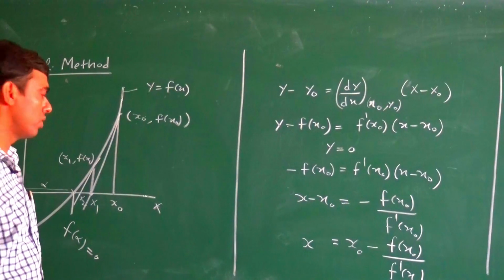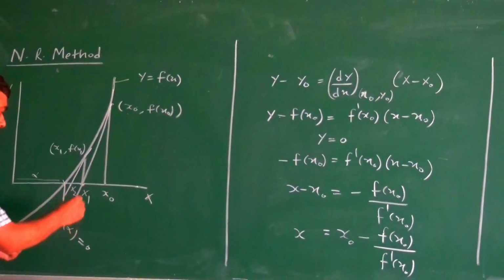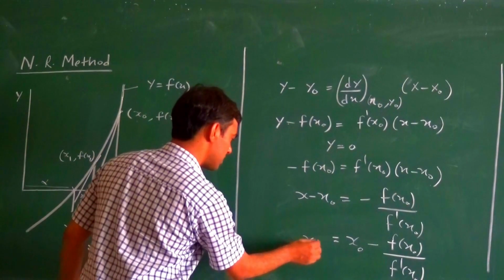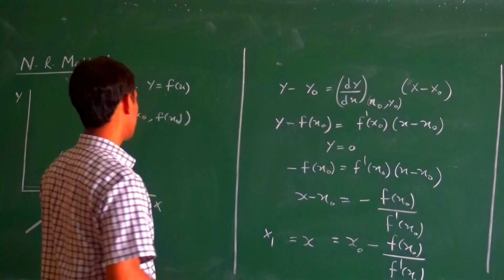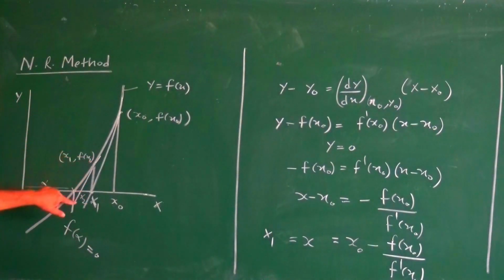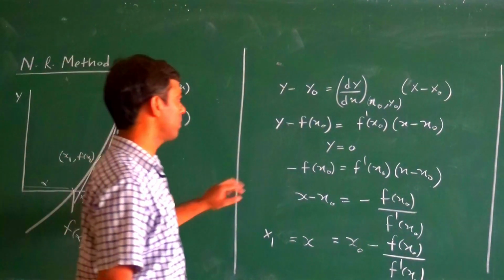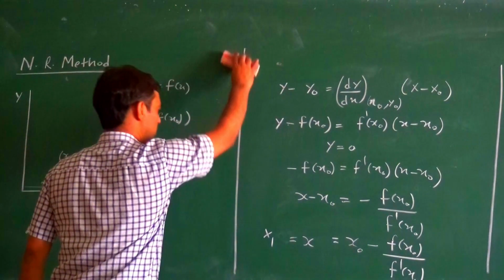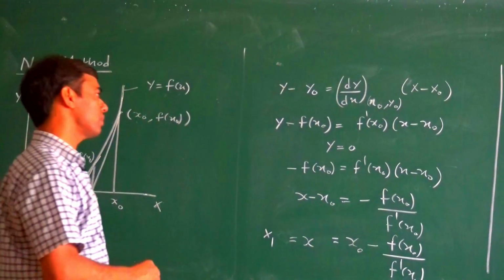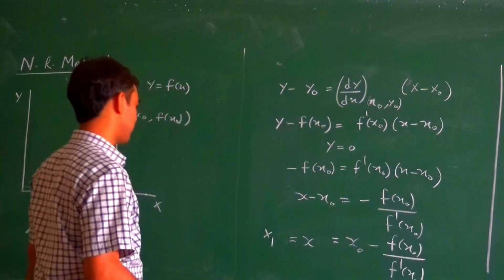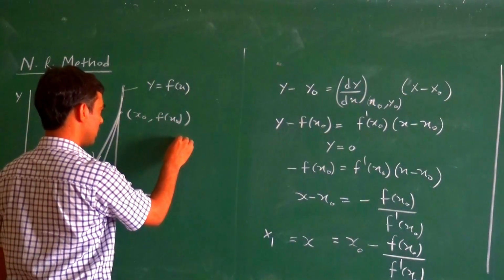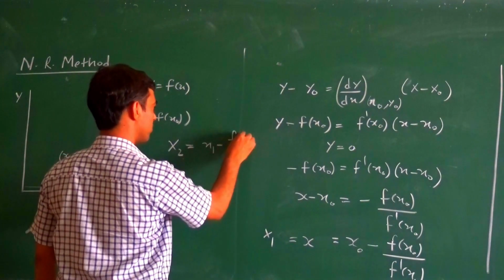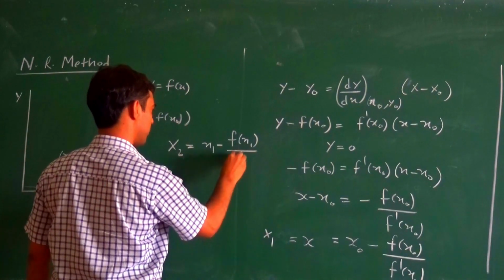This point of intersection, this value of x, we denote by x1. So here we write this value of x equal x1. Now in a similar manner, if we find the equation of a tangent at x1, f of x1, what is the change in this equation? In place of x0 we write x1, in place of f of x0 we write f of x1. Then x2 becomes x1 minus f of x1 divided by f dash x1.